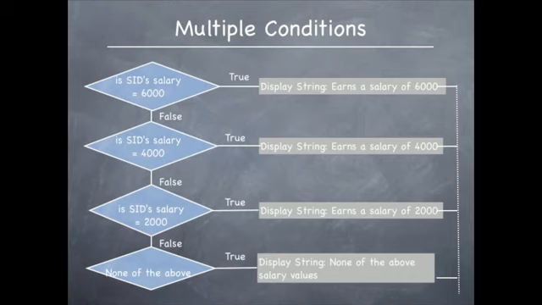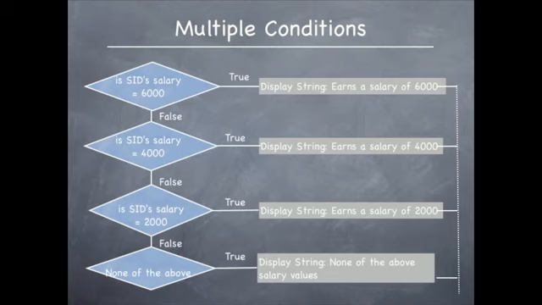Consider the flowchart displayed on this slide. It consists of many different checks which are being done with actions to perform for each type of check. We first begin by checking the first condition. The outcome of a condition can either be true or false. On this slide, the first condition is Sid's salary equal to 6,000? If the answer is yes, the salary is 6,000, that is, the outcome of the condition is true, the string to display is earns a salary of 6,000.